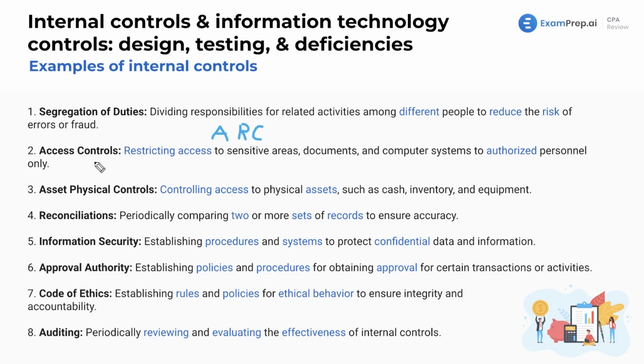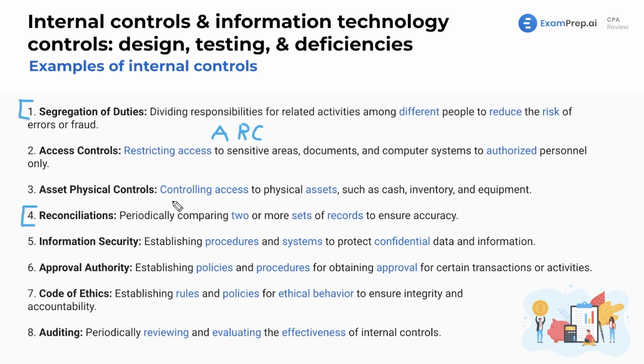Next up, we have access controls. These are really anything that restrict access to sensitive areas, documents, and computer systems to authorized personnel only. And just keep in mind here, right, this is a procedure, right? Reconciliation, we'll see what that is in a second, whereas segregation of duties is a policy. So we've got policies and procedures as mentioned on the previous slide.